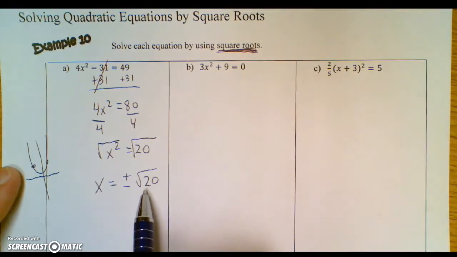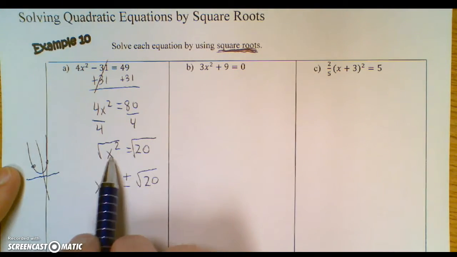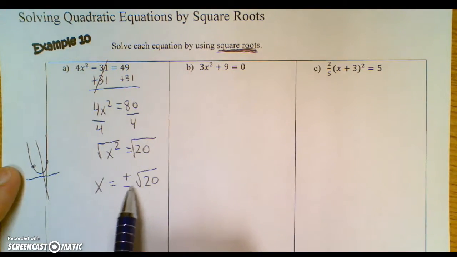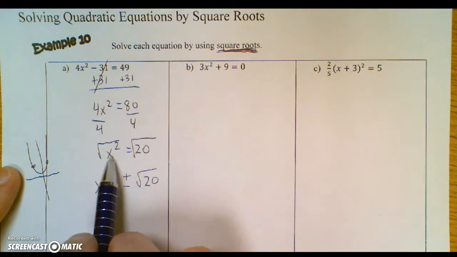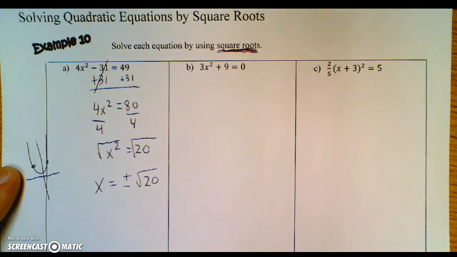And the reason that works is if you plug the negative square root of 20 back into this, a negative times a negative is a positive. So that's where that cancels out and you still get the same answer.